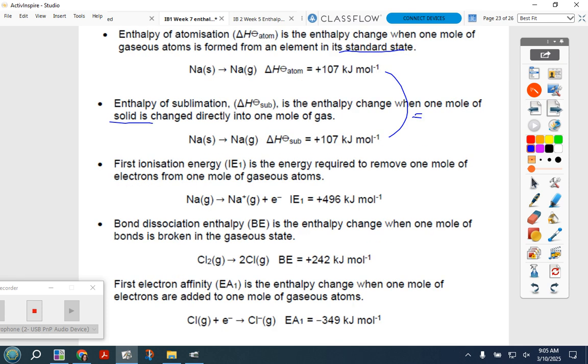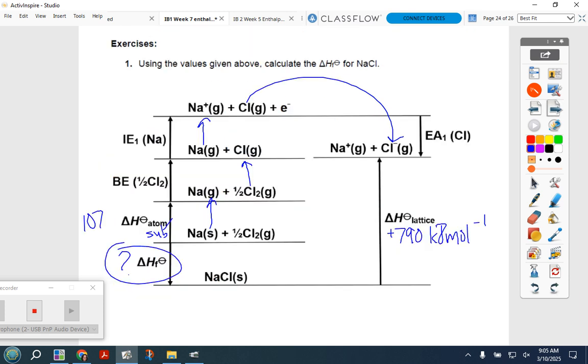Okay. First, ionization energy. Energy required to remove 1 mole of electrons from 1 mole of gaseous atoms. That's why we needed everything to be in a gas form. So again, for sodium, we are removing electrons. So that's our ionization energy, 496. So this is our 496. Okay.